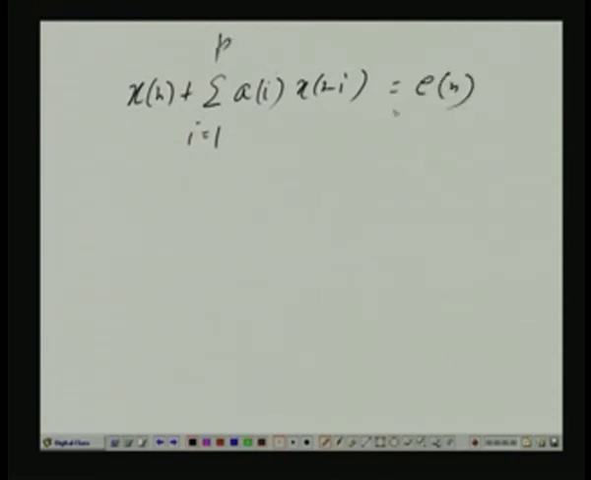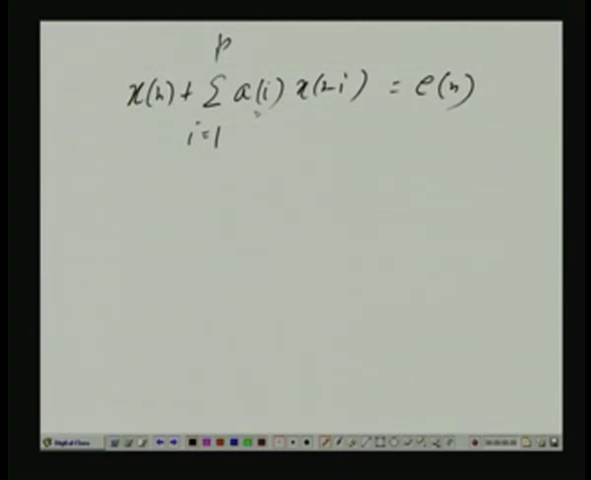We had a model like this: x n plus summation a i x n minus i, for i equal to 1 to p, say a pth order model, equals say e n. In the case of autoregressive modeling, e n is a white sequence, maybe a zero mean white sequence, and it's a pth order model. It's an all pole model. If you take the Z transform and find the transfer function, it has only poles.